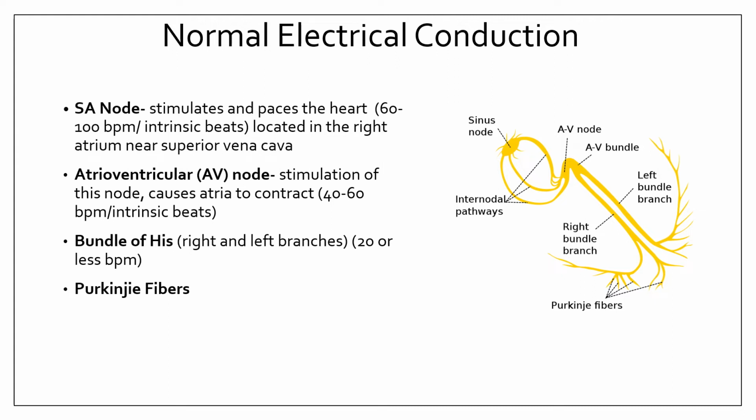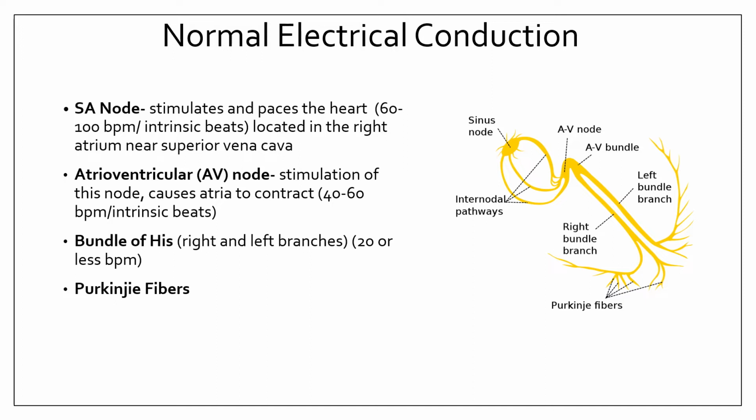So starting with the sinoatrial node, the SA node, this is the heart's primary pacemaker, and it's located in the right atrium near the opening of the superior vena cava. So the SA node has an intrinsic firing rate of 60 to 100 beats per minute, which corresponds to normal sinus rhythm. And when the SA node fires, electrical impulses spread across both atria, and it causes atrial depolarization, which we see as the P wave on an ECG. And because the SA node fires the fastest, it normally overrides all other pacemakers in the heart.